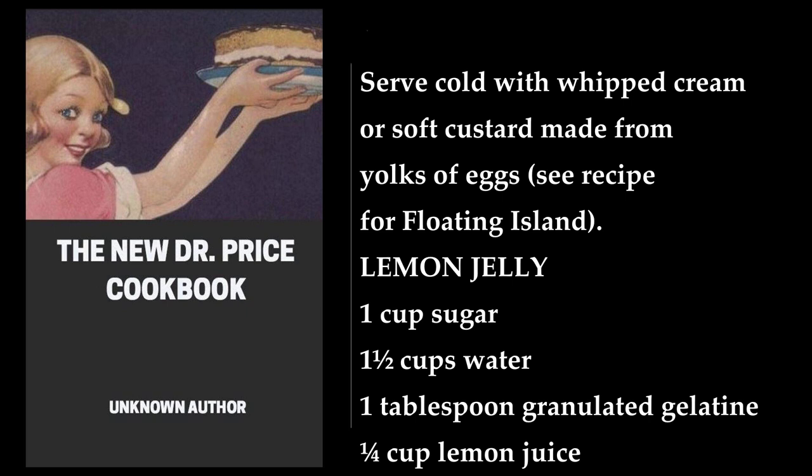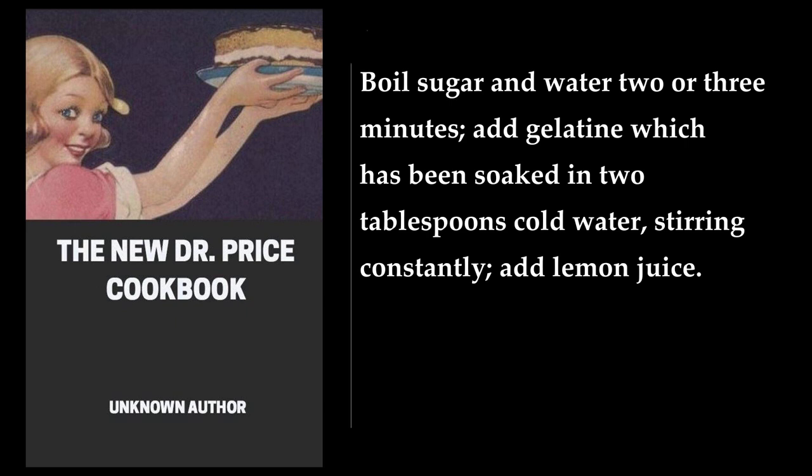Lemon jelly. 1 cup sugar. 1 1/2 cups water. 1 tablespoon granulated gelatin. 1/4 cup lemon juice. Boil sugar and water 2 or 3 minutes, add gelatin which has been soaked in 2 tablespoons cold water, stirring constantly, add lemon juice.